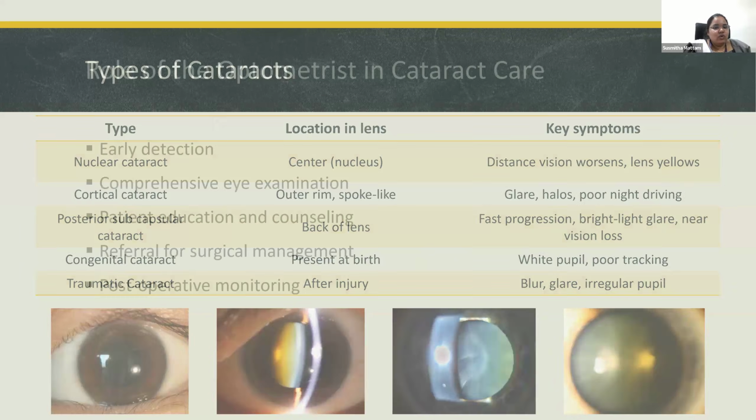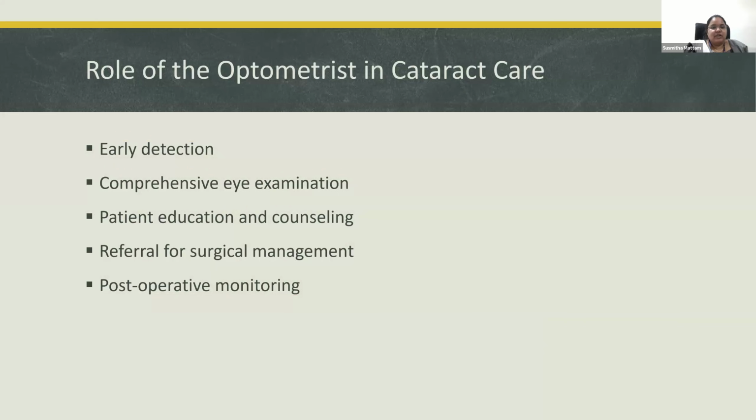So what is the role of the optometrist in this patient care? Early detection, comprehensive eye examination, patient education and counseling, referral for surgical management, and post-operative monitoring. So we'll see in each type what is our role as an optometrist.